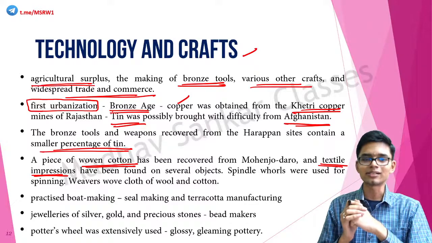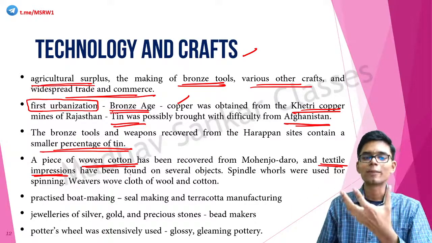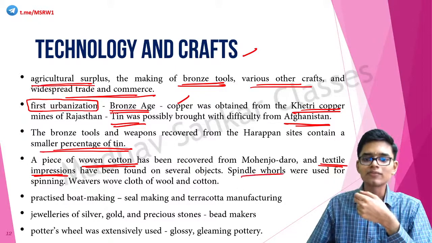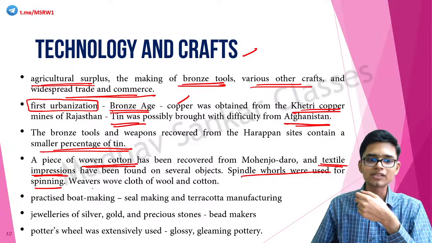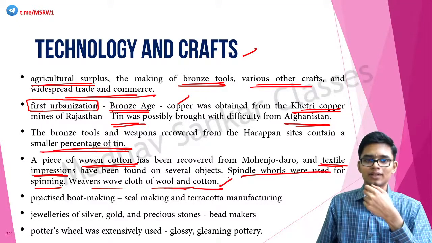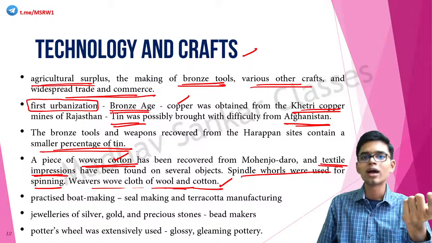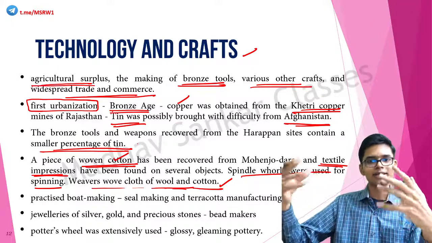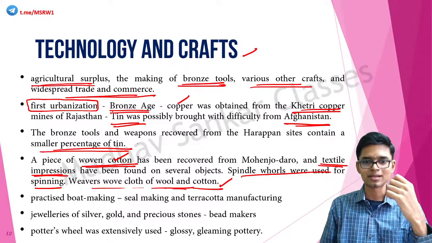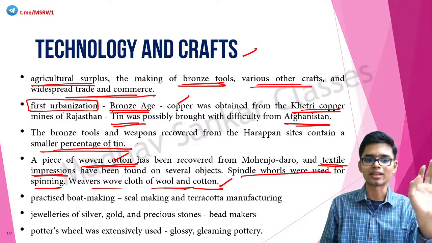So from all these things, they have concluded that Harappans knew about textiles. Spindle holes were used for spinning, and weavers wove cloth from wool and cotton. Here we already have a woven cotton piece from Mohenjo-daro, and then we have plenty of evidence of textile impressions from other Harappan sites. So from all this, it is concluded that Harappans knew the art of textile making.